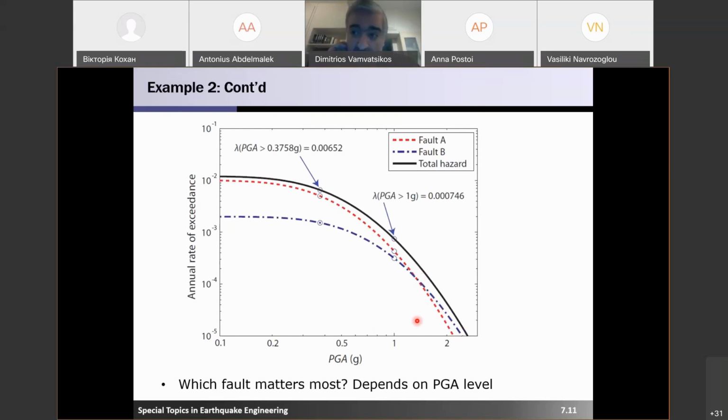This is actually quite often the case. Usually your frequent hazards are dominated by small nearby faults. Your larger hazard, your larger levels of ground motion, tend to be dominated by larger events at another, more distant fault. But again, this all depends on the site.